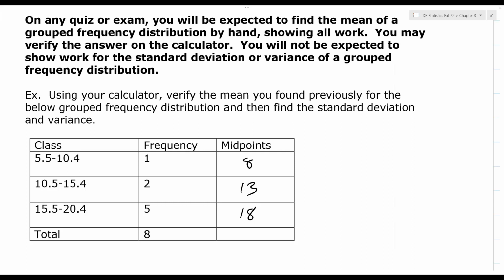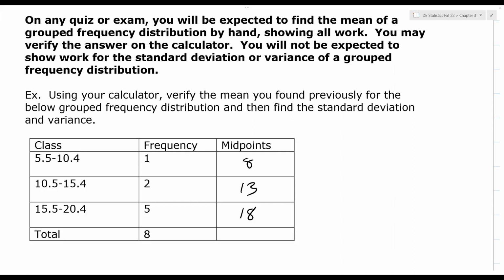So my frequencies are 1, 2, and 5. And my midpoints are 8, 13, and 18. So essentially you can read this from list 1 and list 2 as: I have 1 8, I have 2 13s, and I have 5 18s. Now we're going to take those two lists and plug them into that same place we went before. So second, quit, get back out of there, hit stat, and calc again.